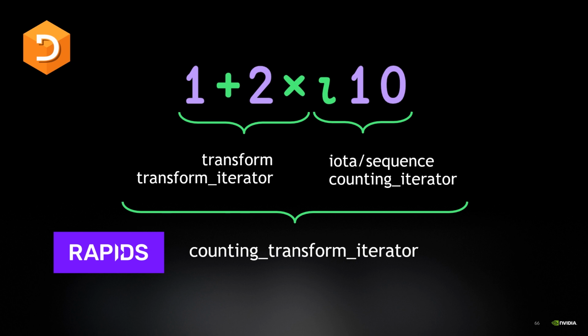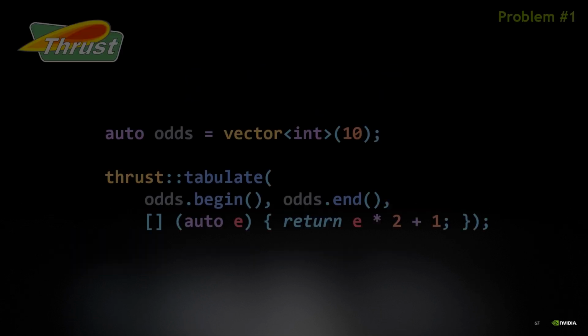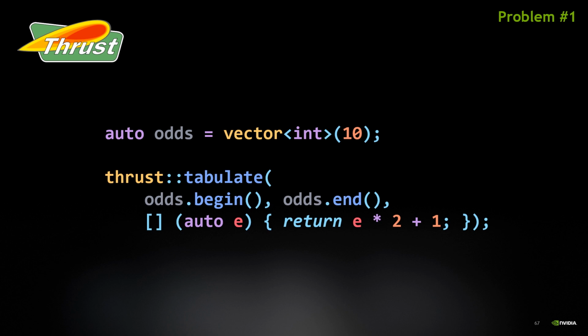They're called different things, but you can trace them back to the 60s and how they were building up these expressions. You're starting with a sequence of numbers, transforming them, and then constructing a container based on that, which I think is super cool. So if we take a look at our problem 1 that we saw way back at the beginning of our talk using thrust tabulate, this is what it originally looked like. Note that we can't declare our odds vector const because we're modifying it when we call thrust tabulate.